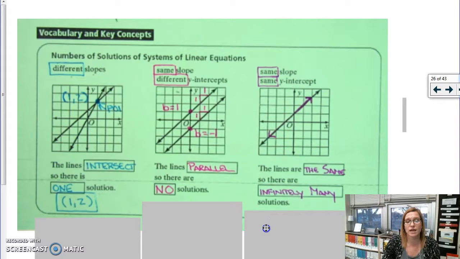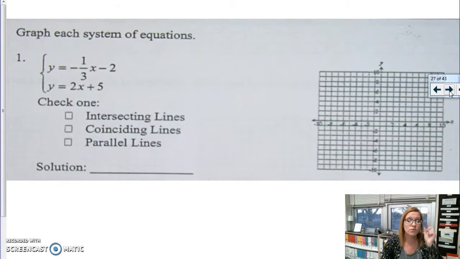So we would say the lines are the same, so there are infinitely many solutions. So those are the things that you need to know to do the first part of your assignment, which is to start identifying how many solutions, and then if there is one, what would it be? So go ahead and go to your worksheet. Oh, no worksheet, sorry. We're going to do a couple practice problems first, just to see if you can do this.